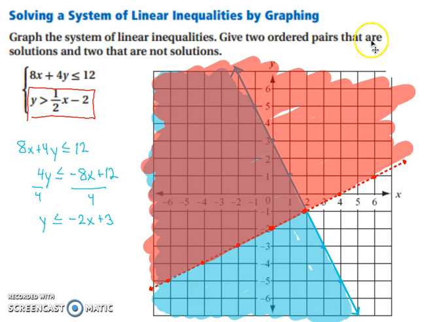Now it says give two ordered pairs that are solutions and two that are not. If we look, anytime you have a shaded region where it satisfies every single inequality, you're going to have solutions there. So you can pick any 2 points in here, and those are all going to be solutions. I could pick in the middle somewhere here. Anything in this double shaded region is going to be a solution. So we can pick (-2, 3). Or maybe we can pick (-5, -2).